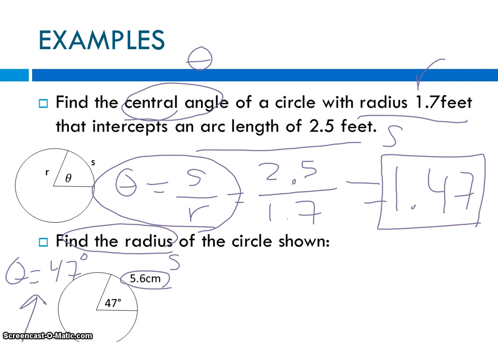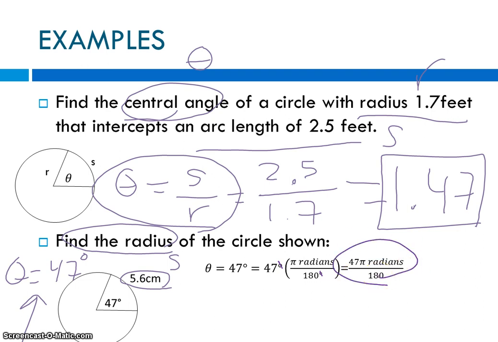So let's go ahead and set that up, conversions. So here is my set up conversion factor. I know that theta is 47 degrees, and so I'm going to take my 47 degrees and multiply it by the conversion factor, where pi radians is 180 degrees. And my degrees are going to cancel, and I'm left with 47 pi radians over 180 degrees. So now I'm going to plug in what I know. I know my theta, and I know my S, and I'm going to find my r.